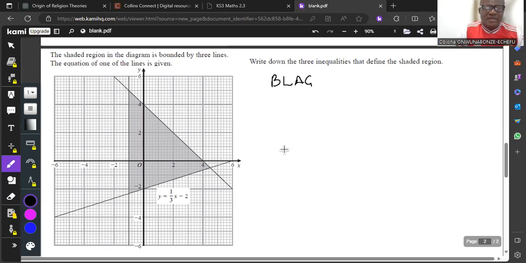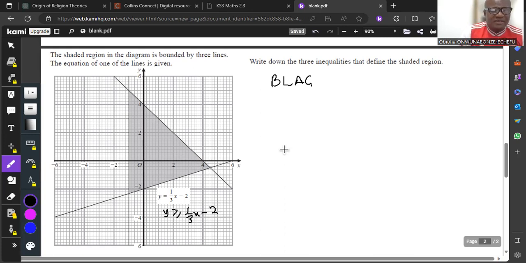Okay. So again, looking at this line, y equals 1/3 x minus 2. You can see that above it is shaded. That means the inequality is greater than. Therefore, the inequality equivalent to this y equal to 1/3 x minus 2 is y greater than or equal to 1/3 x minus 2. That's the first inequality we're having.